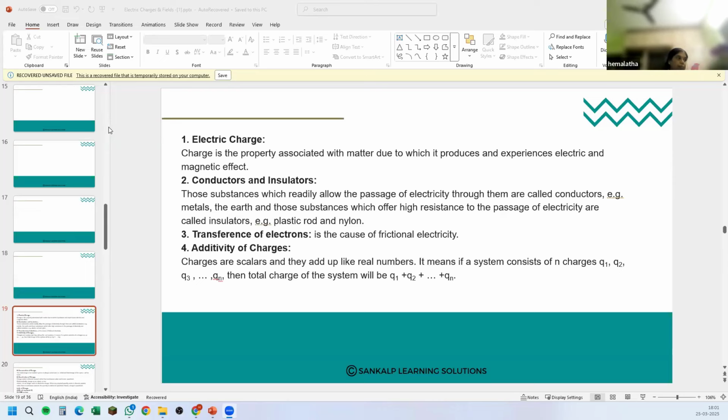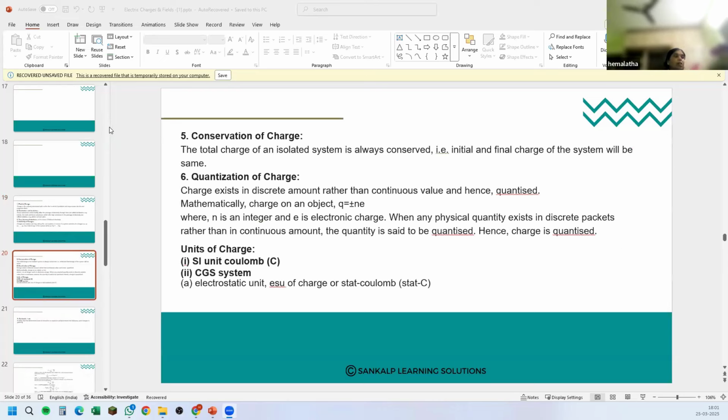Charge will add up. Next is conservation of charge. The total charge of an isolated system is always conserved. Initial and final charge of the system will be the same. Next is quantization of charges. Charge does not exist as a continuous quantity, but as a discrete one. That is Q is equal to plus or minus Ne. That also we studied. And the unit of charge is the coulomb. The CGS unit is the electrostatic unit, ESU. You will write that.